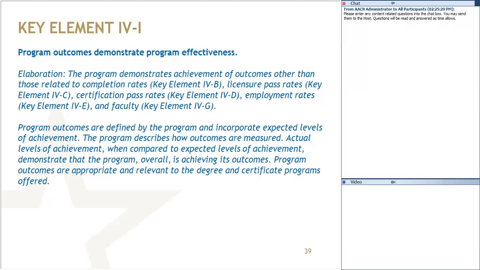it's listing what other program outcomes you have, and the expectation is that the program will define what their other program outcomes are, besides those that have been prescribed for them, if you will, and that they incorporate expected levels of achievement, they describe how they're going to measure those outcomes, they're going to measure and determine what the actual levels of achievement were, and then they're going to compare what they expected to what they actually achieved. And also, finally, the program outcomes should be appropriate and relevant to the degree program being offered that's being accredited.